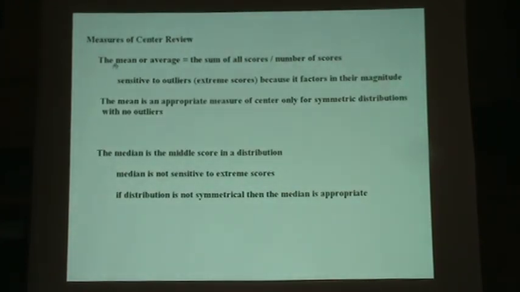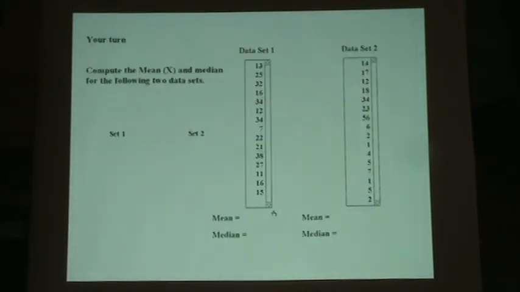Okay, quick review. The mean or average is the sum of all of the scores divided by the number of scores. It's very sensitive to outliers or extreme scores because it factors in the scores' magnitudes. And the mean is an appropriate measure of center or central tendency with symmetric distributions with no outliers. The median is the middle score in a distribution, not sensitive to extreme scores. If the distribution is not symmetrical, then the median should be the most appropriate measure of central tendency.